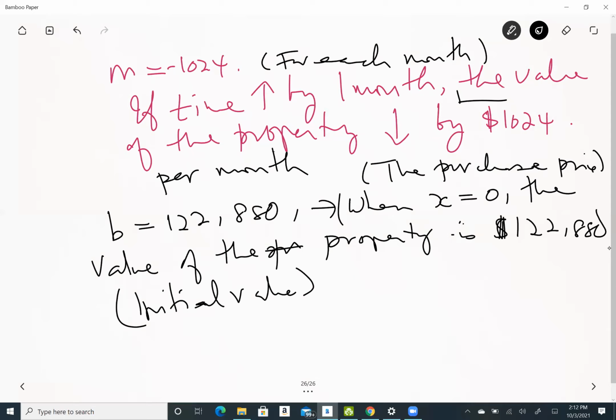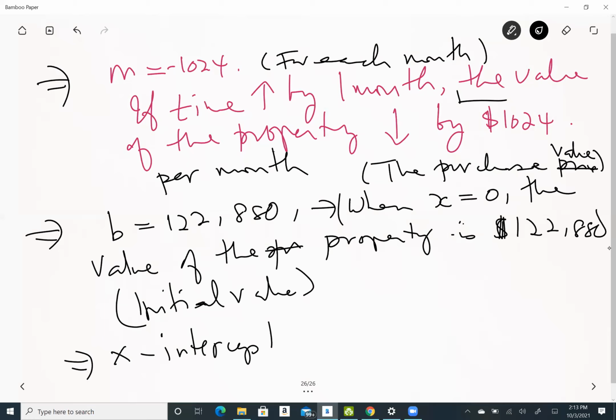So we are not talking about the price, we're talking about the value. The value when it was purchased, or you can say the purchase value, not price. It's value and price, they may be different. So the purchase value of the property is 122,880, or the initial value of the property is 122,880. Okay, good. Any question? All right, now we look at the x-intercept.